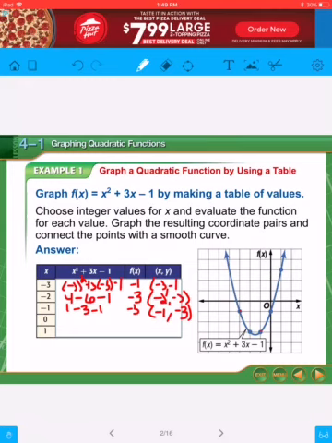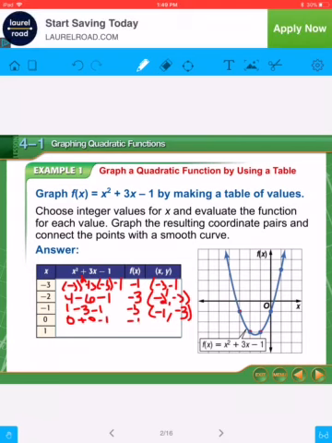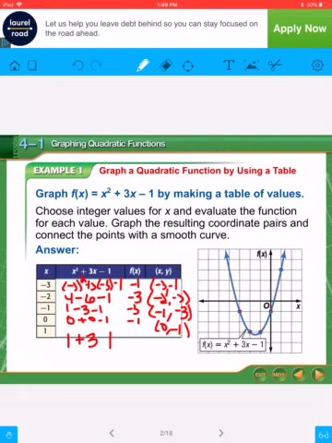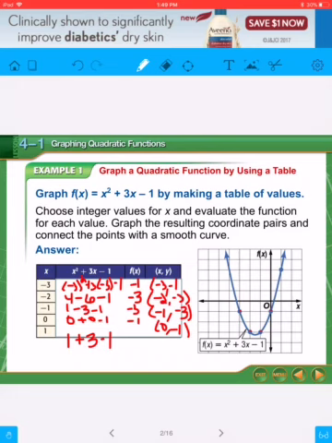Plugging in 0, 0 squared is 0, plus 3 times 0 is 0, minus 1, so we have a point at -1, so 0, -1. And if we plug in +1, we have 1 squared is 1, plus 3 times 1 is 3, minus 1. So we get +3. So we have a point at 1, 3. So that's how we've generated this graph. We simply plugged in x values to get the y values.